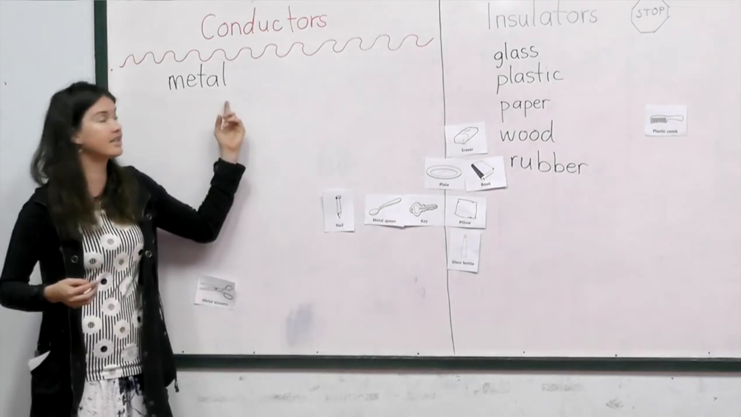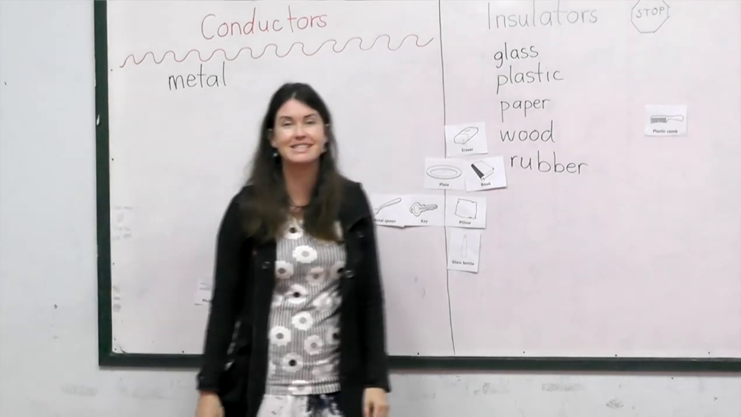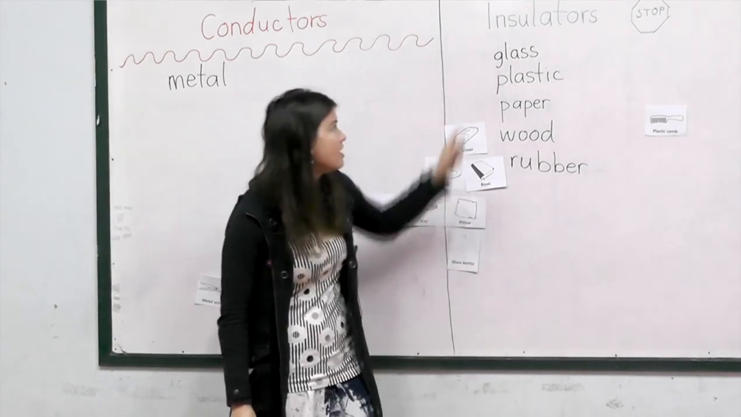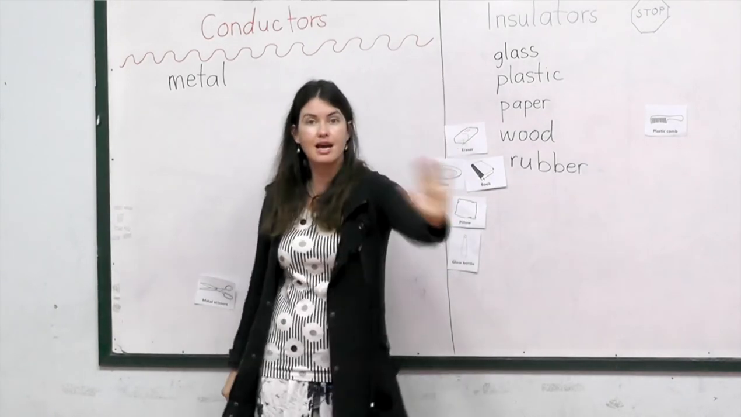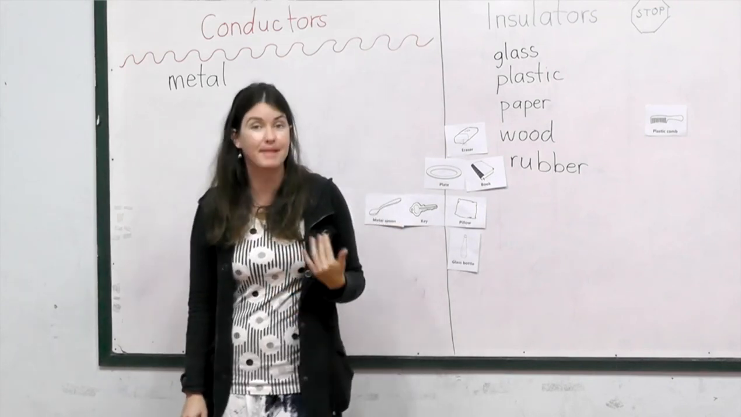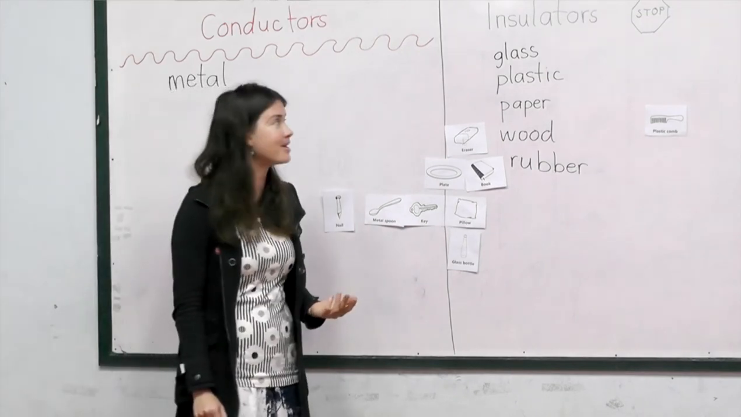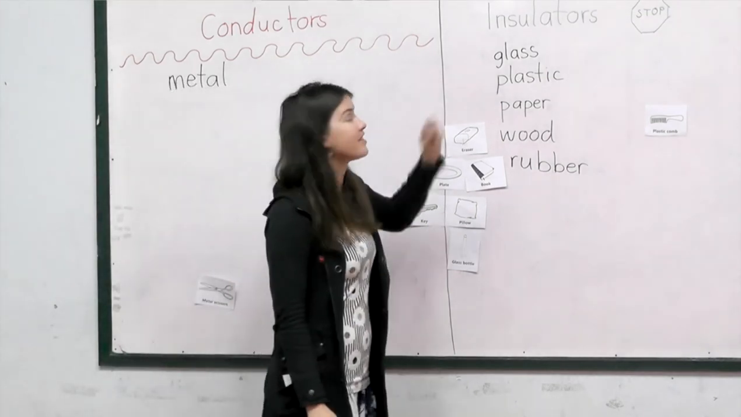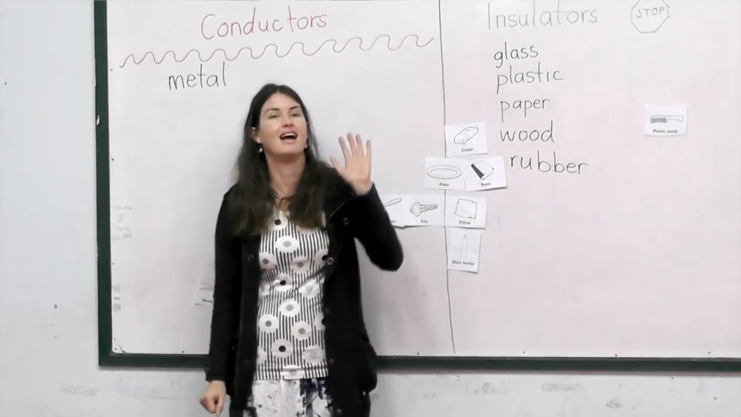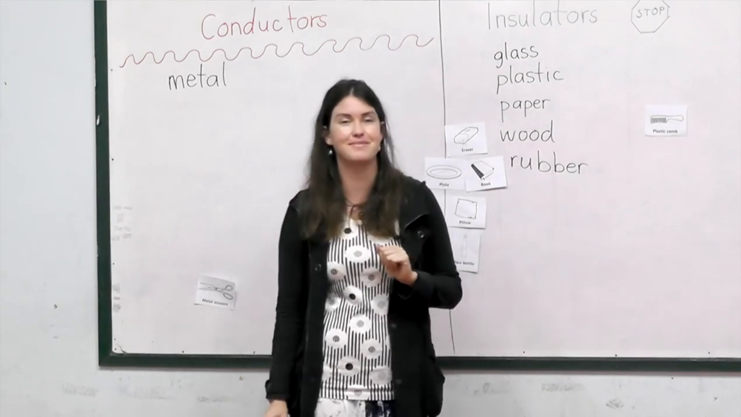What materials are conductors made of? Metal. Good. Those metal conductors let electricity move through them. What kind of material stops electricity? Glass, plastic, paper, wood, and rubber. Good, friends. We call those insulators. And they stop electricity. They don't let that electricity move through them.